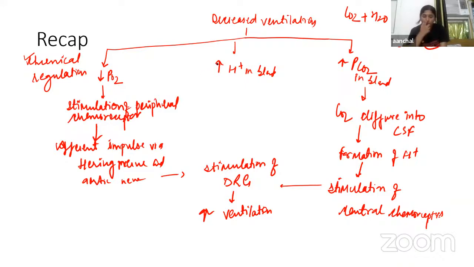Always remember that the main stimulant for central chemoreceptors is the hydrogen ion concentration. As we can see, there is an increase in hydrogen ion concentration, but if it increases in the blood, it cannot stimulate the central chemoreceptors. Why? Because it will not be able to cross the blood-brain barrier, and it will not be able to cross into the CSF. So it will act as a mild stimulator for the peripheral chemoreceptors. Here the effect will be very mild. Fine. So this is all about the chemical regulation.